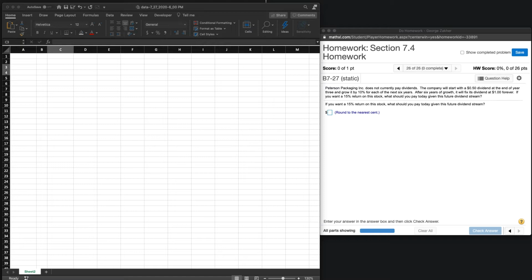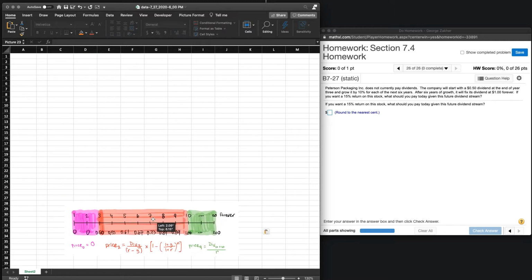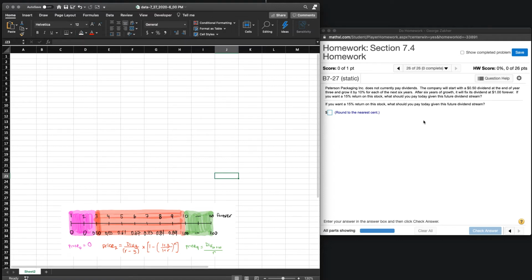Well, sounds like we definitely need a timeline for this one. Okay, so let's see what that looks like. And I've colored it a little bit just so we can see. Hopefully we recognize that there are actually three different payment models going on in terms of our dividends. If we take a look at stream 1, that would be our purple section here. We see that the price is 0, because there are no dividends being paid.